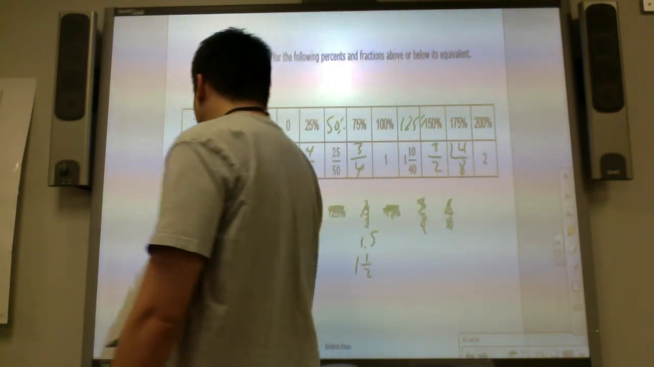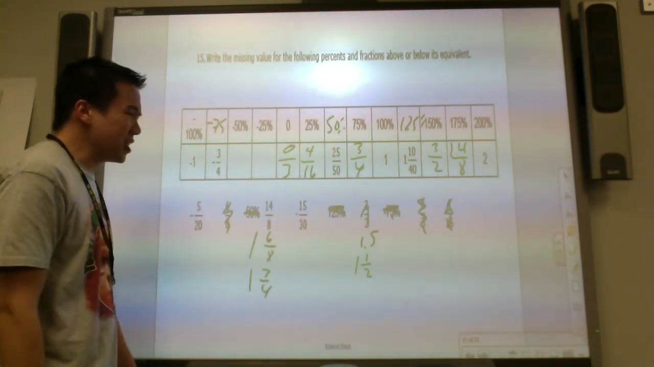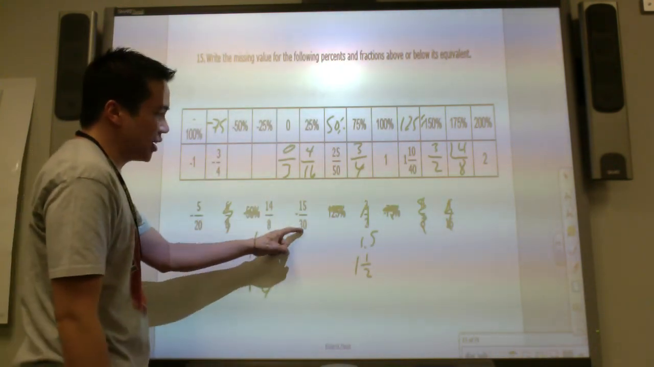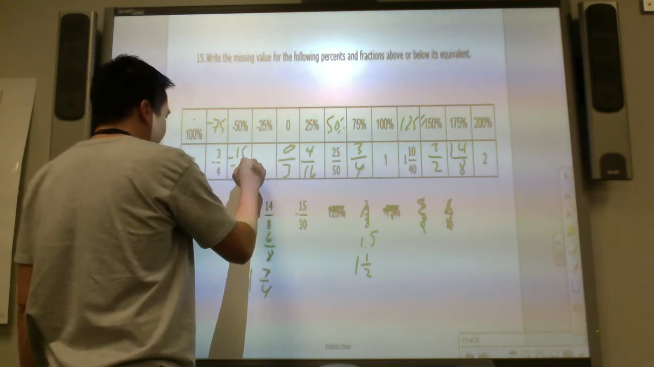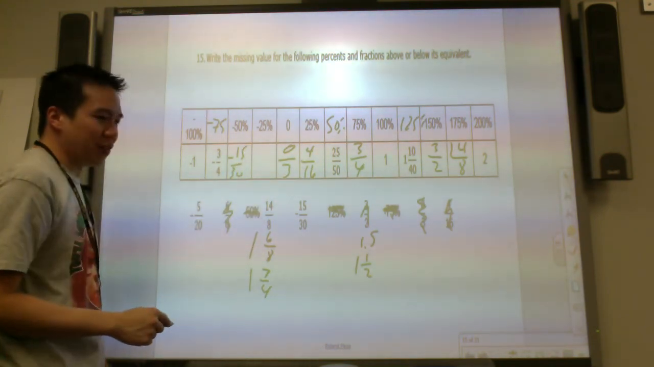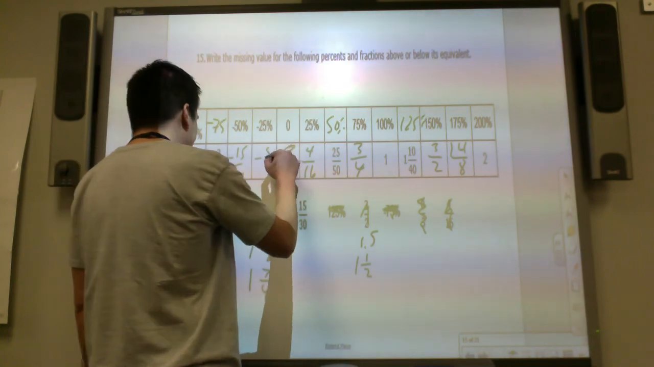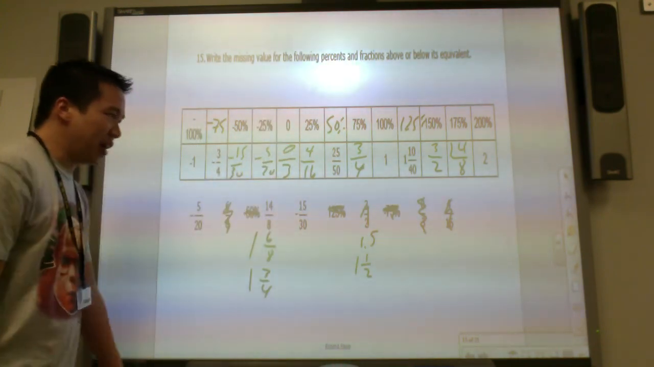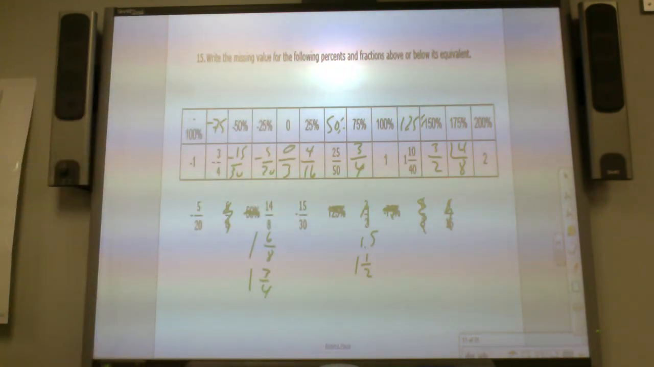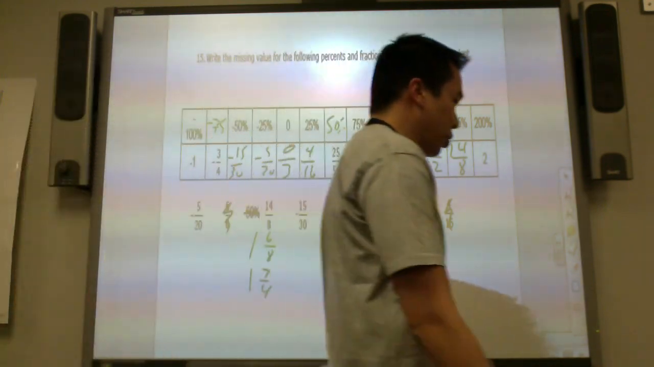And now the decimal. Negative 50%. Which one is negative half? Well, 15 is half of 30, so it goes right here. And 5/20 simplifies to 1/4, so negative 5/20 is the same thing as negative 25%. So here is the order of it.